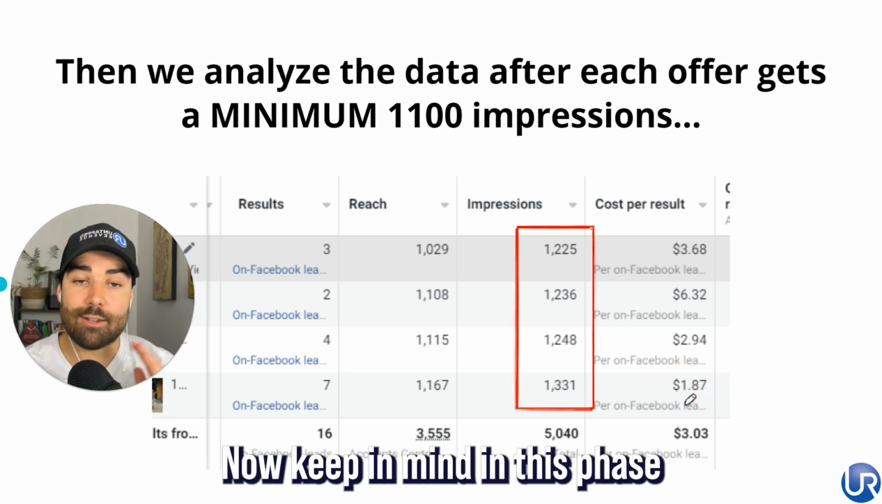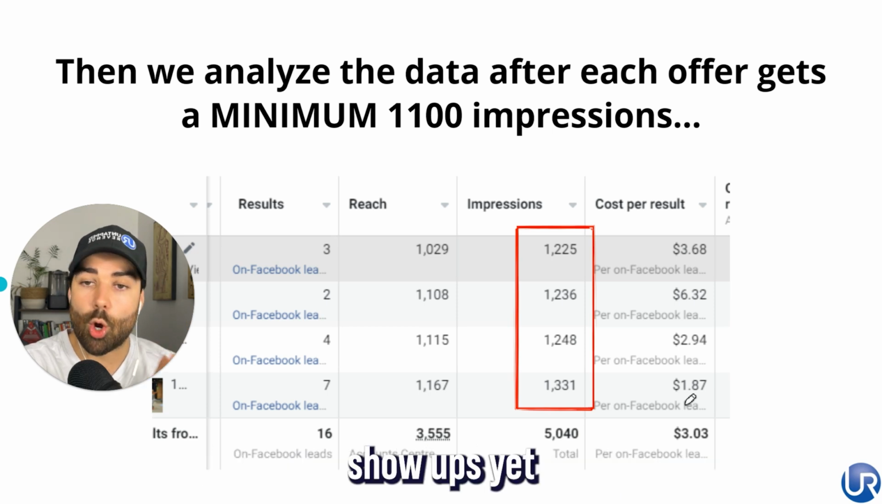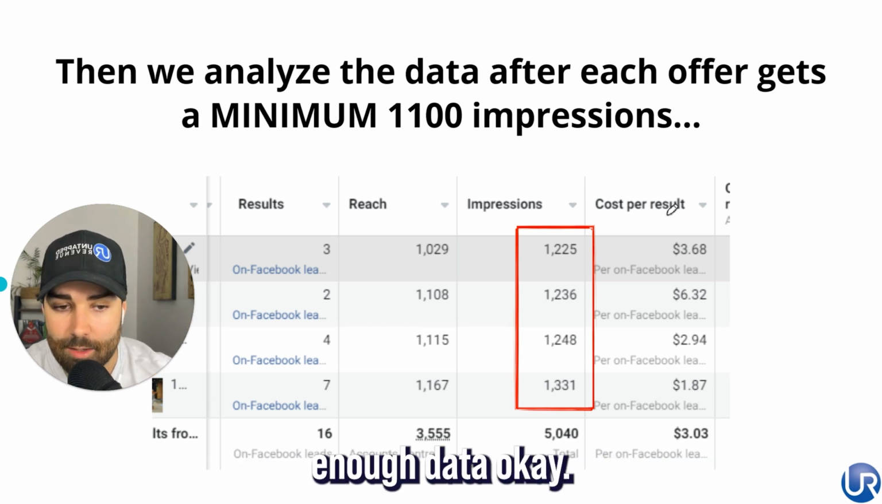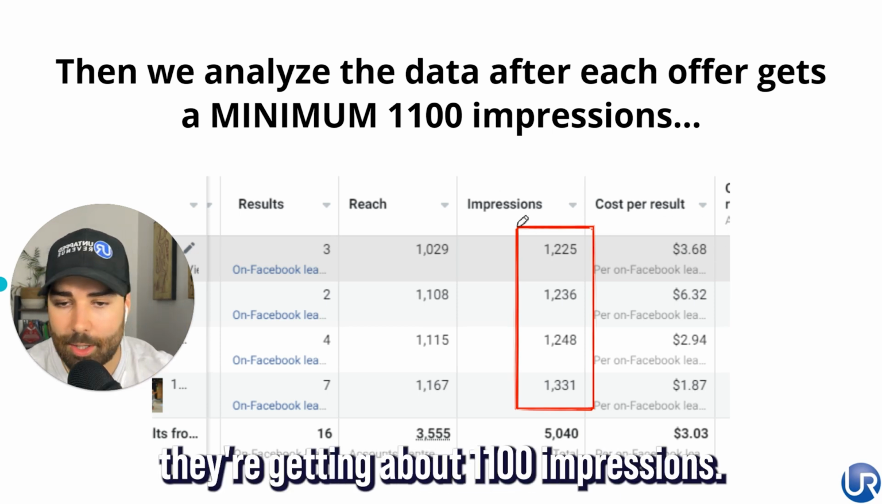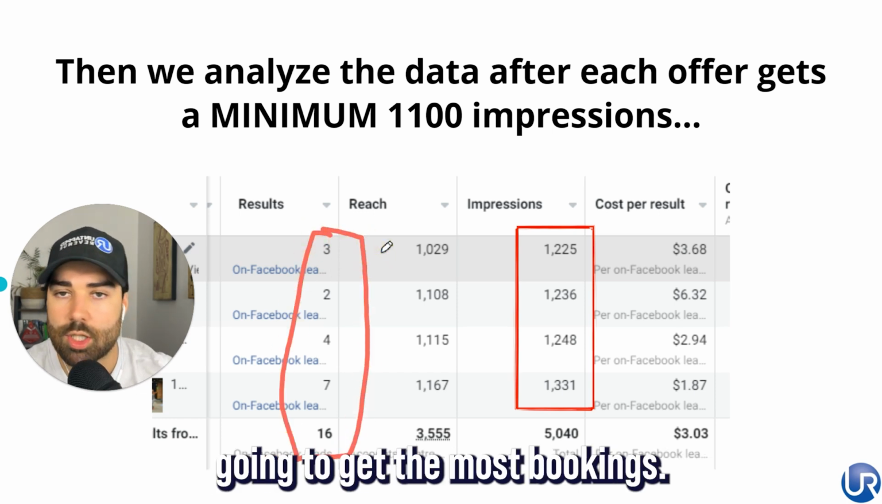Now, keep in mind in this phase, we're not optimizing for bookings and show ups yet because we're not going to have enough data. Okay, for each of these, they're getting about 1,100 impressions. This is not enough leads to really know which one's going to get the most bookings.